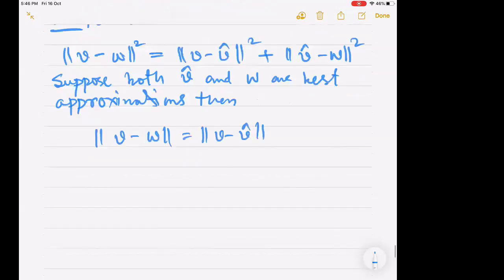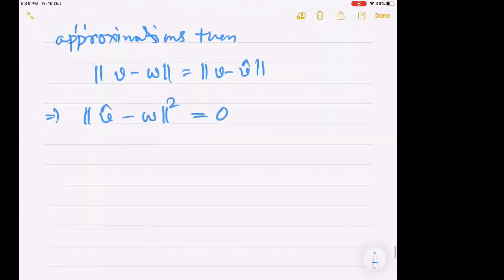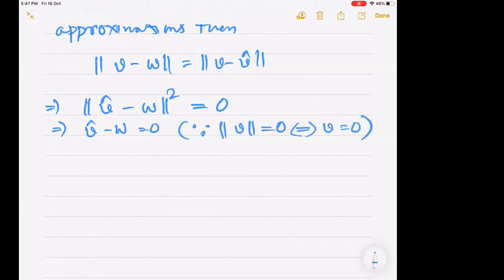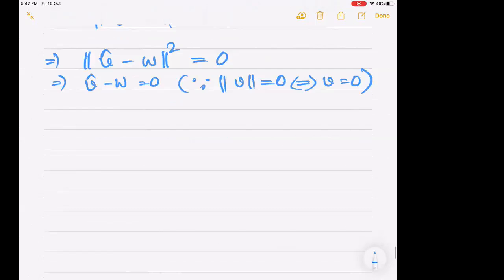So if the errors are equal, then this implies the norm squared of v hat minus w must be equal to 0, because this term and this term are equal. This has to be 0, by the positive definiteness of norms. This implies v hat minus w is equal to 0, since the norm of v is 0 if and only if v is equal to 0. That's the property of the norm, right? But this means v hat must be equal to w, so v hat is in fact unique.